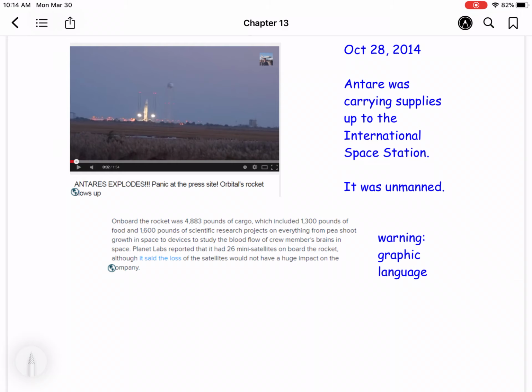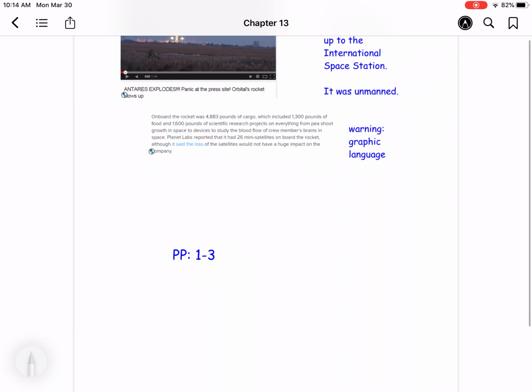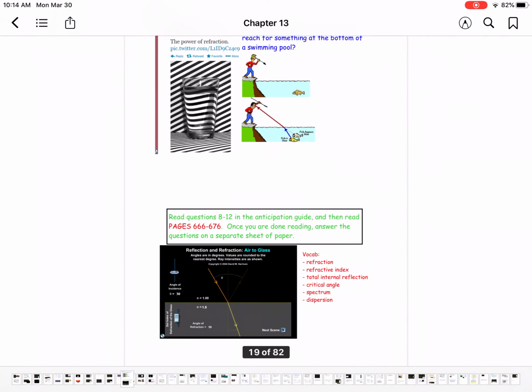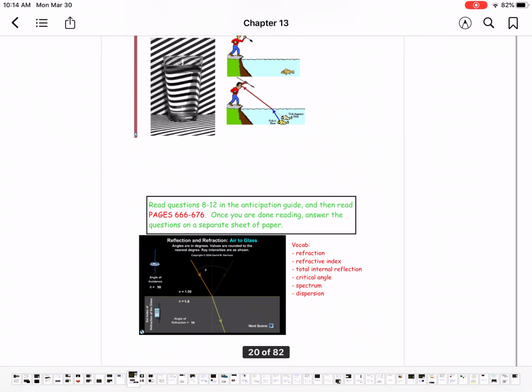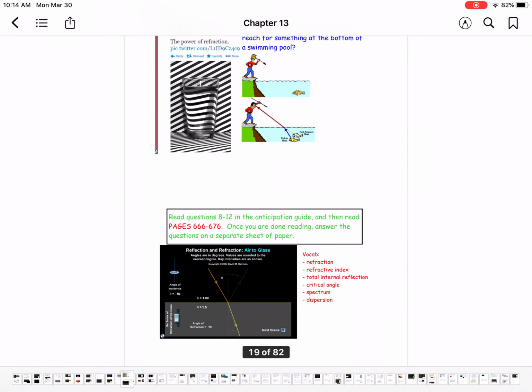So you can do practice problems 1 to 3. I know it's on the next page, but you can also do your 8 to 12 in your anticipation guide. All right, have a good day.